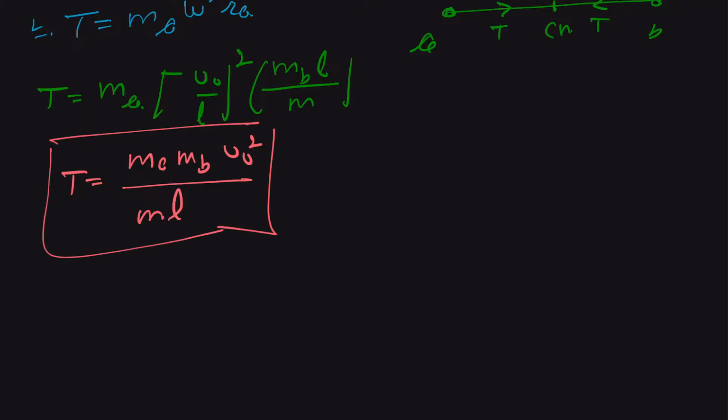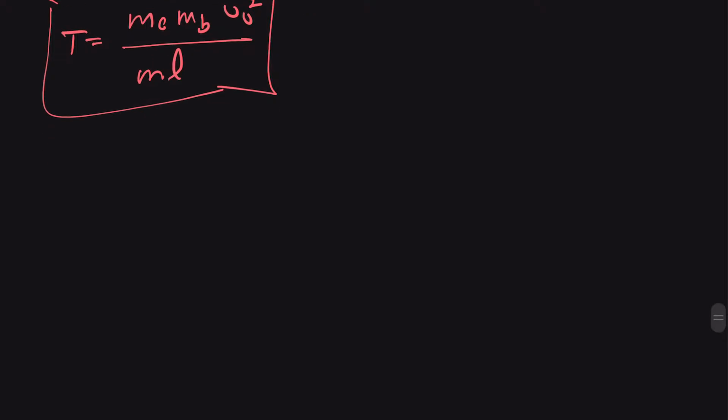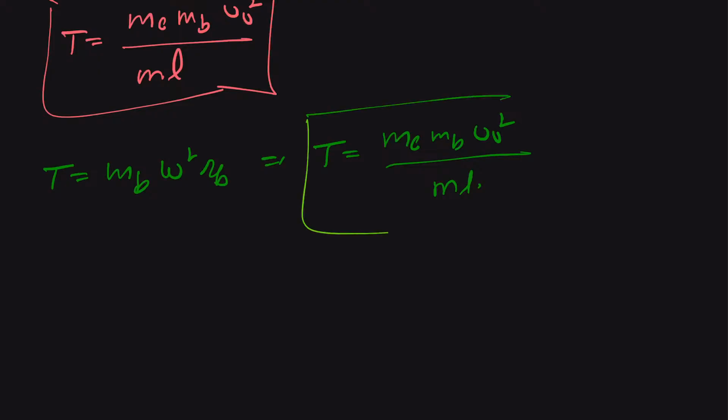We can write with respect to B also. So we can say tension T is equal to Mb omega square times Rb. So this will also give a tension T equal to Ma Mb V naught square upon M L. So it means tension is constant, which is quite obvious, it is not going to change.